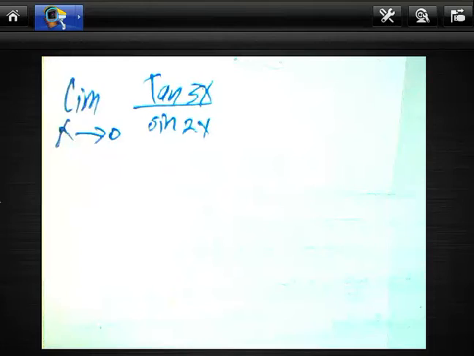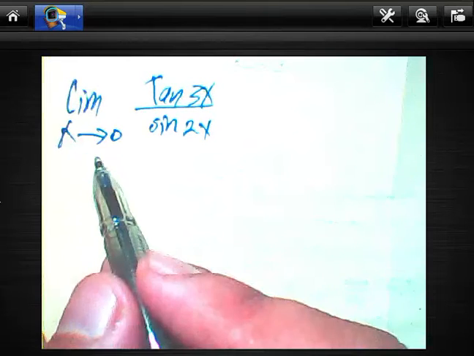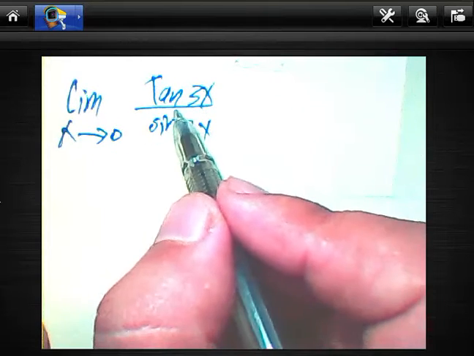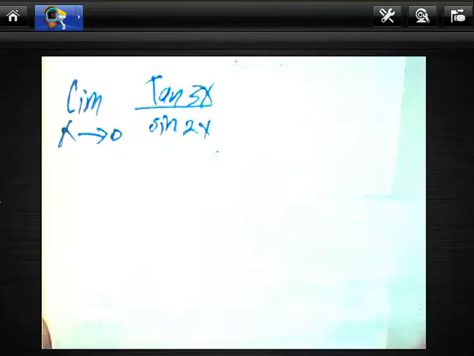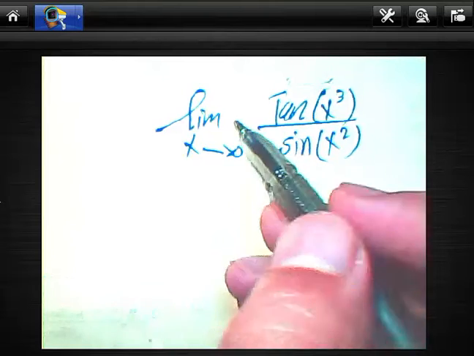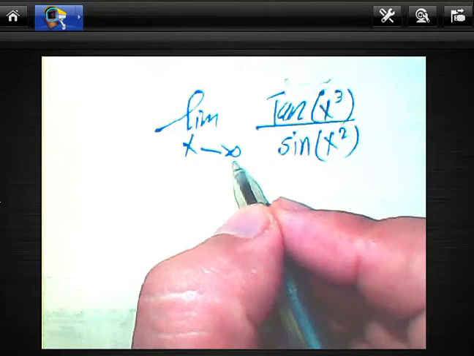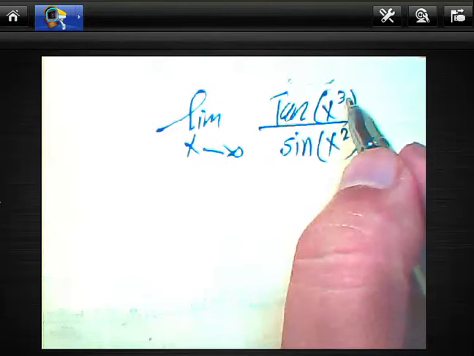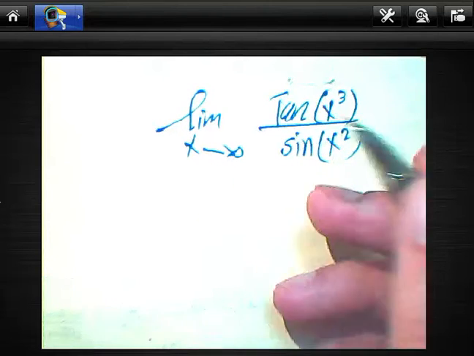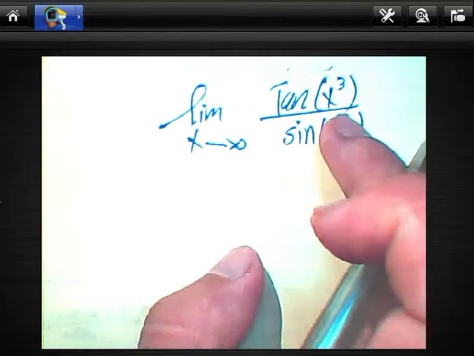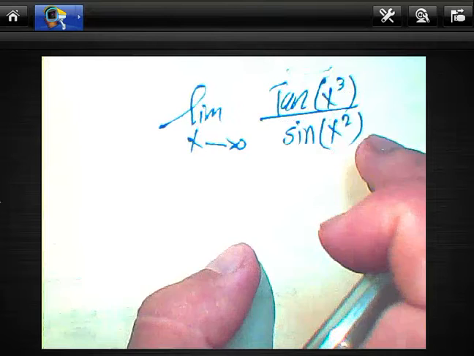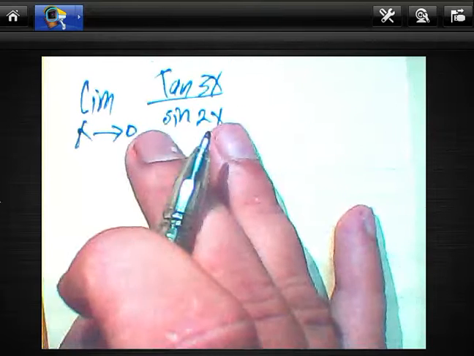And here we can compare the limit as x approaches 0 of tan 3x over sine 2x with another limit as x approaches 0 of tan x to the power 3 over sine x to the power 2. Look at this. In the first example, we have tan 3x over sine 2x, and here we have tan x cubed over sine x squared. First, we can solve this example.